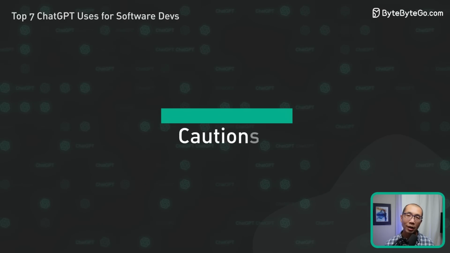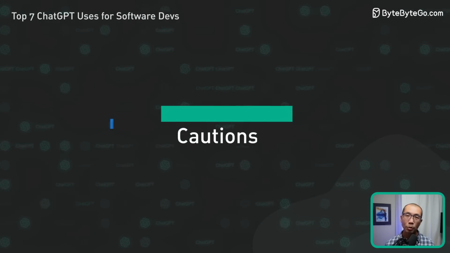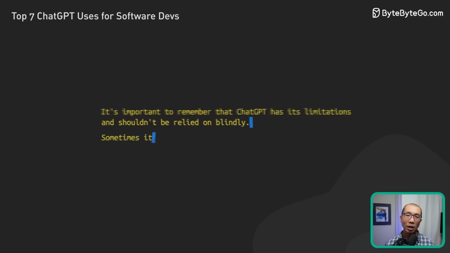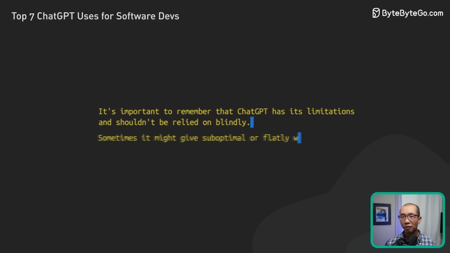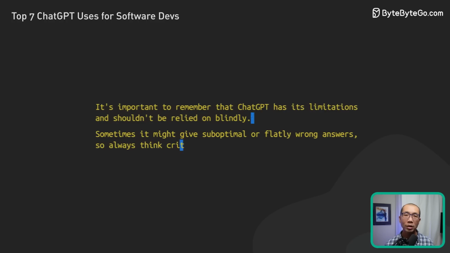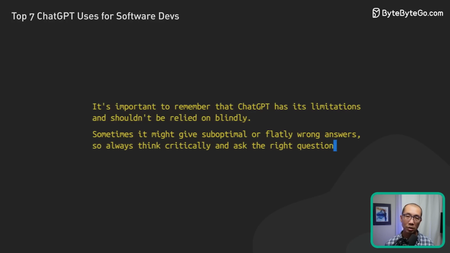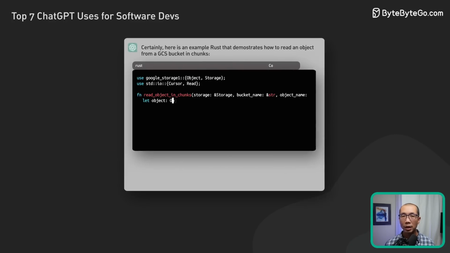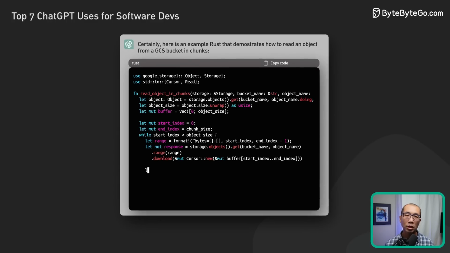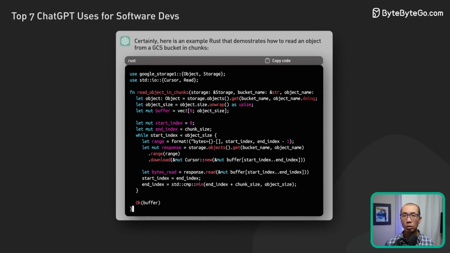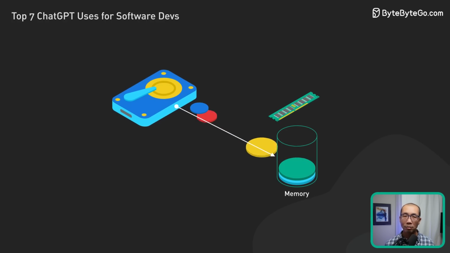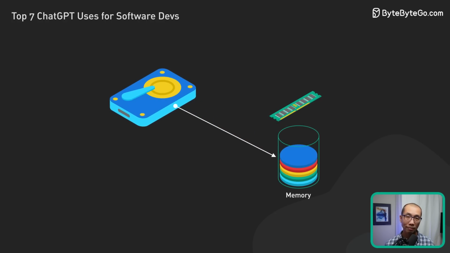Now finally, here's a word of caution. It is important to remember that ChatGPT has its limitations and shouldn't be relied on blindly. Sometimes it might give us suboptimal or flatly wrong answers, so always think critically and ask the right questions. For example, if we examine the Rust example generated earlier to read an object from the GCS bucket in chunks, we'll notice that it's not ideal for very large objects as it reads the entire object into memory.